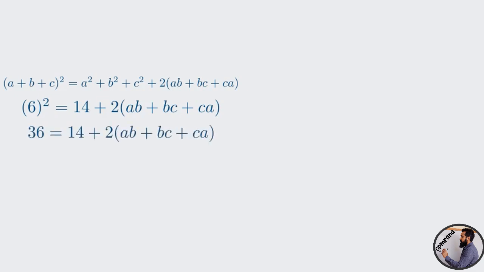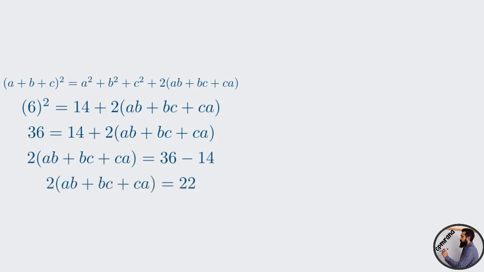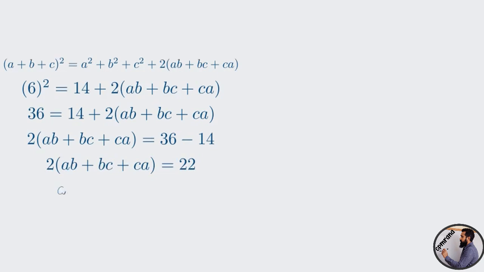Now, we simplify. 6 squared is 36. To isolate the term we need, we subtract 14 from both sides. This gives us 22. So, 2 times the quantity (ab plus bc plus ca) equals 22. Finally, dividing by 2, we find that the sum of the products ab, bc, and ca is equal to 11. We will need this value for the next part of our calculation.